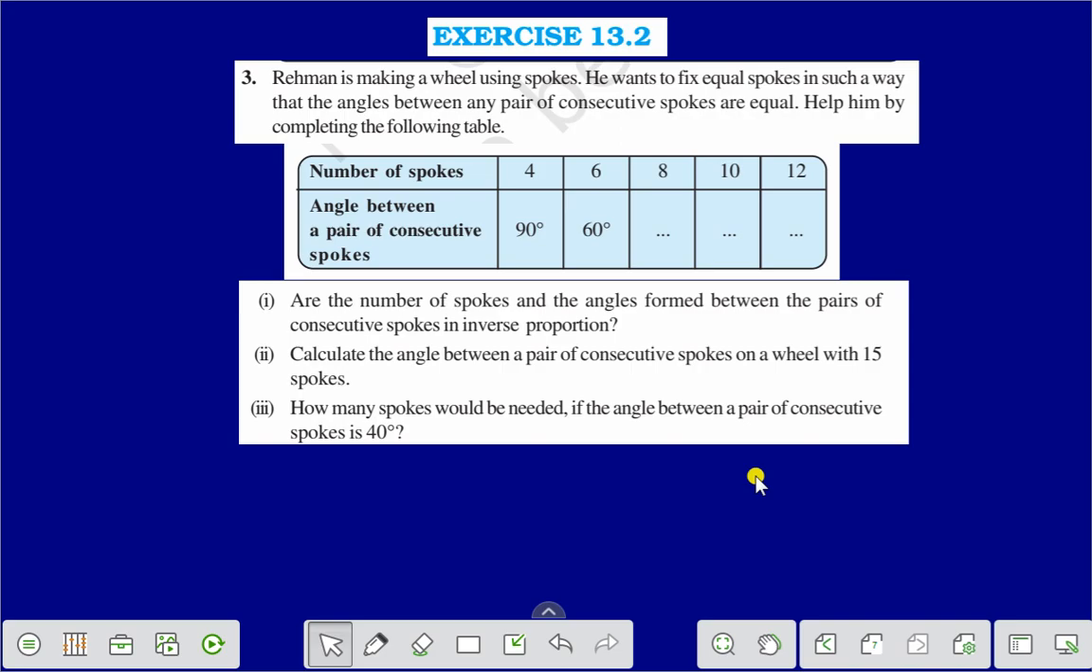The angle between a pair of consecutive spokes is 90, 60. Are the number of spokes and angles found between the pairs of consecutive spokes in inverse proportion? Calculate the angle between a pair of consecutive spokes on a wheel with 15 spokes. How many spokes would be needed if the angle between a pair of consecutive spokes is 40 degrees? Let us find. First of all, we will solve this question in this way.